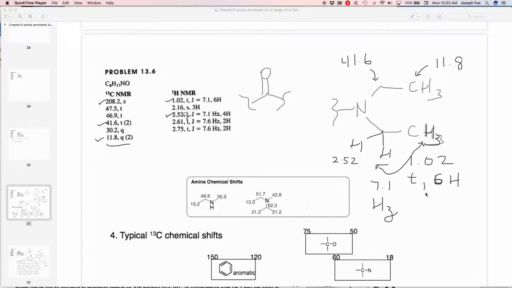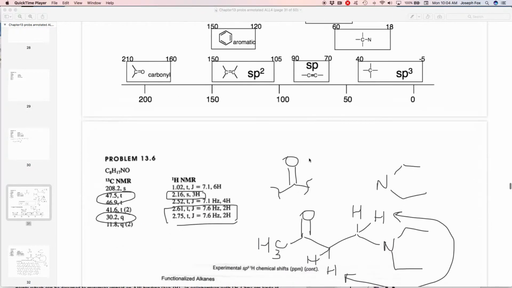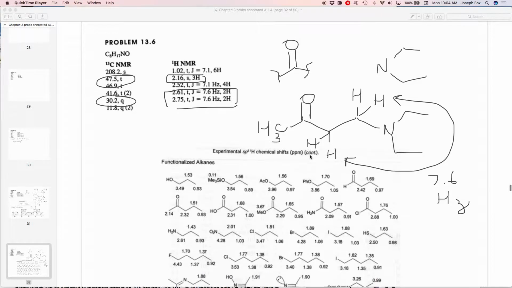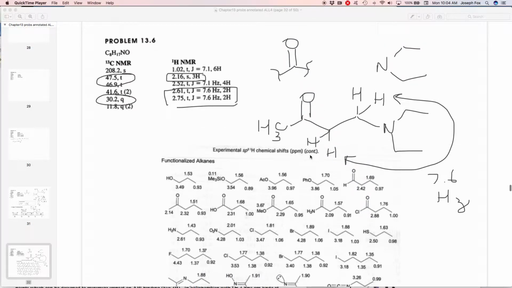And then from here, we could fill in that this peak at 1.02 ppm, which is a triplet of 6 hydrogens because of the symmetry, is J-coupled to the methylene at 2.52, which appears as a quartet with a coupling constant of 7.1 hertz. Okay, so that looks pretty good so far. And then we are left with our other pieces to plug in.